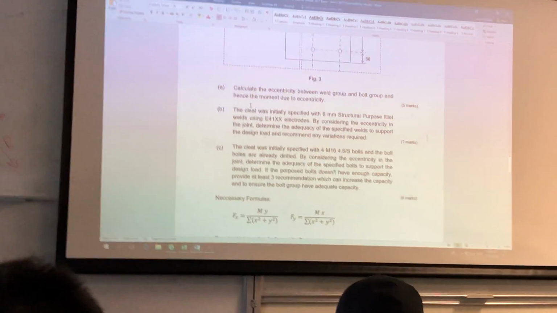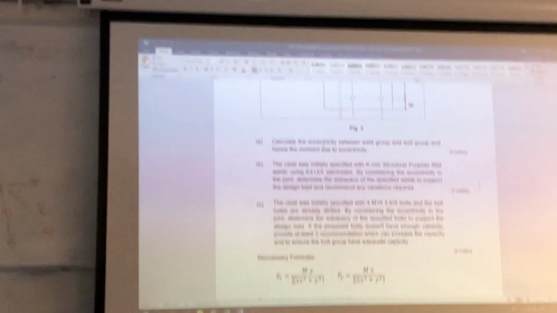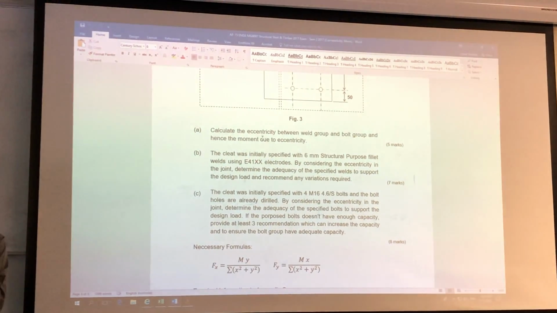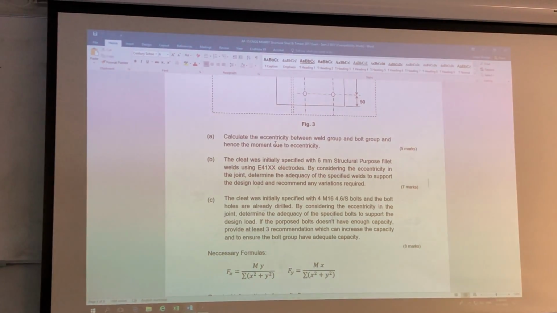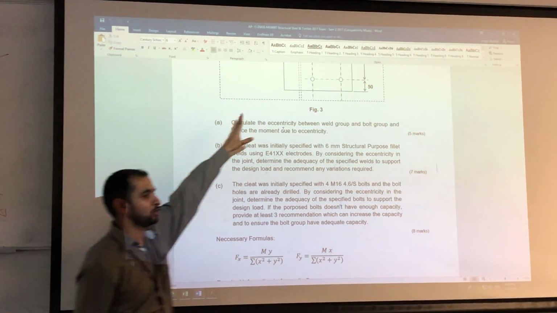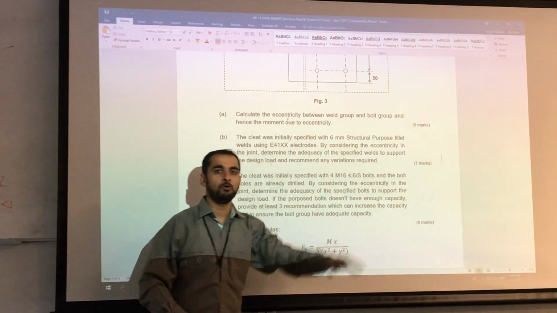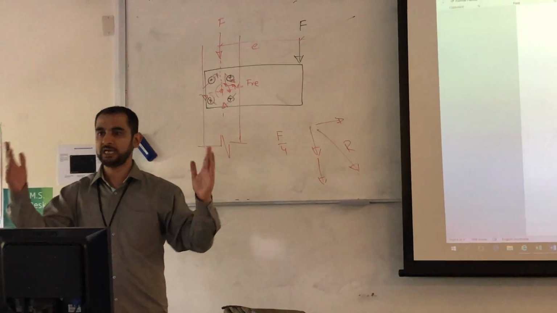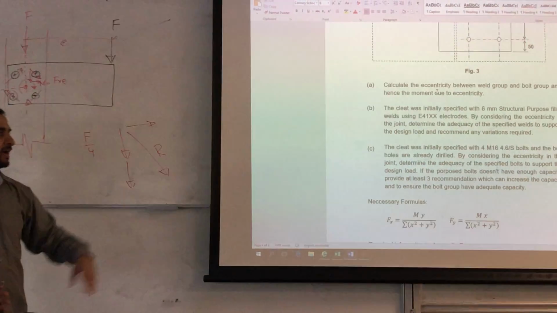So you were asked to calculate the eccentricity between the weld group and the bolt group. That was one of the parts. Just the eccentricity, nothing else, right? So understand the question, that only the eccentricity. So you have to find the centroid of the weld group, the centroid of the bolt group, that's it. And then what is the distance between the two? That's your eccentricity, and that's easy, 5 marks.